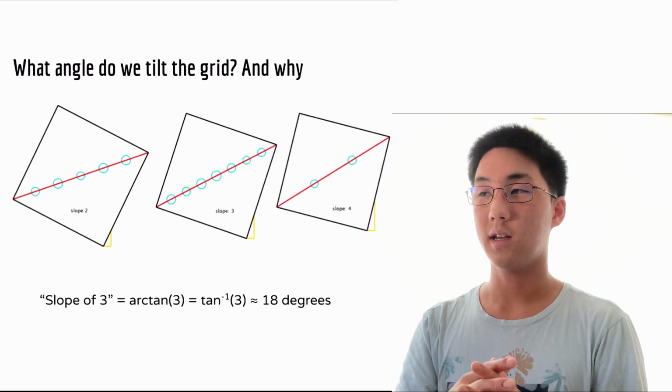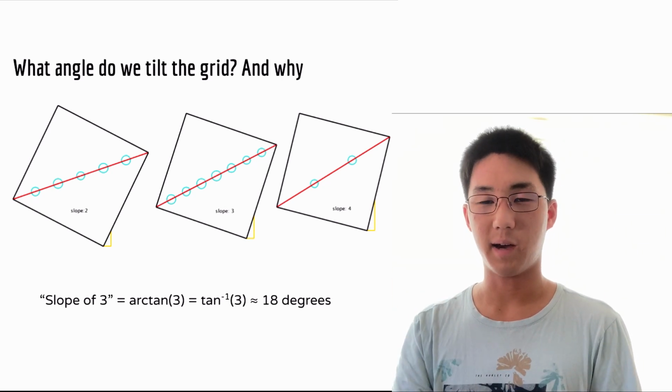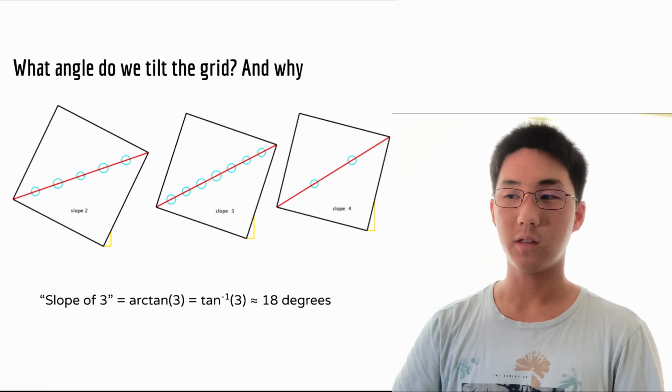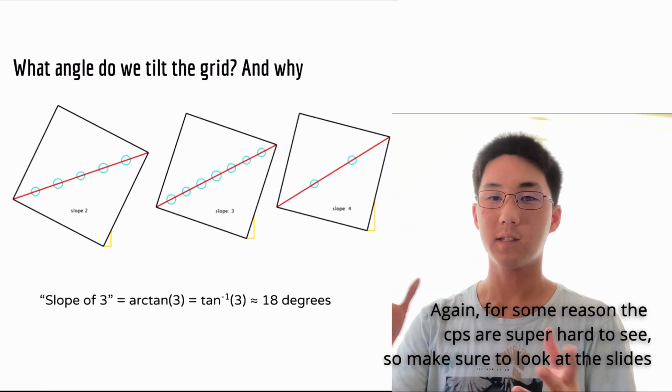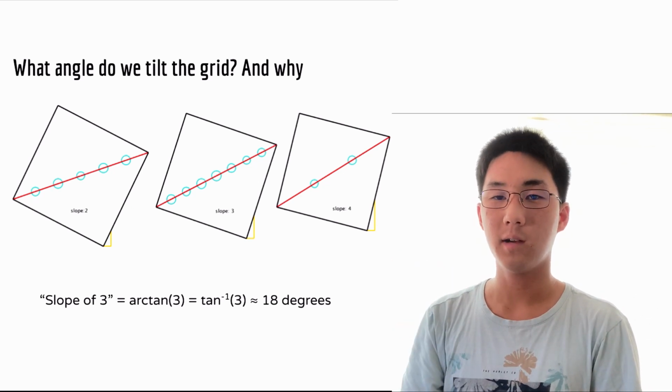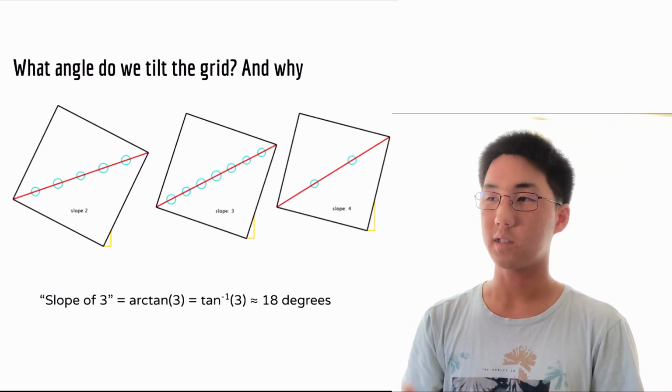And slope, hopefully you've taken high school math. The line, like a diagonal line along a grid. So I have three squares on the screen, and one is tilted at a slope of 2, one is tilted at a slope of 3, and one is tilted at a slope of 4.